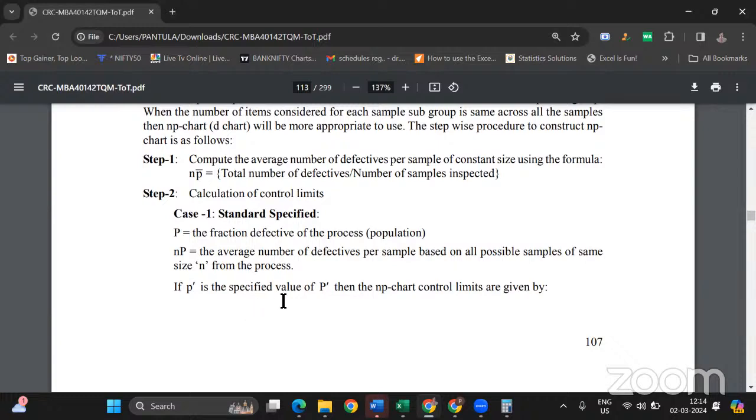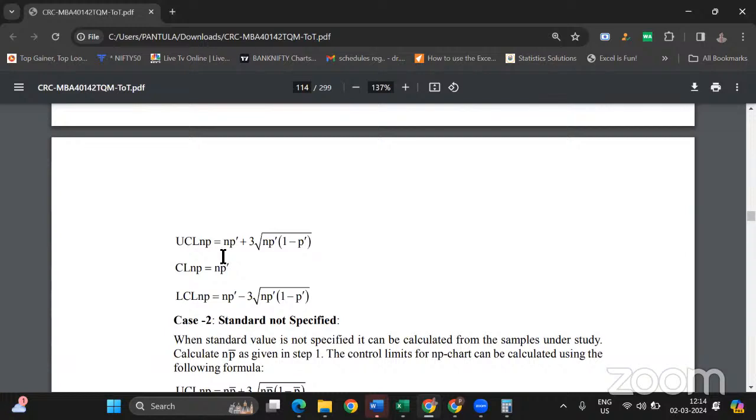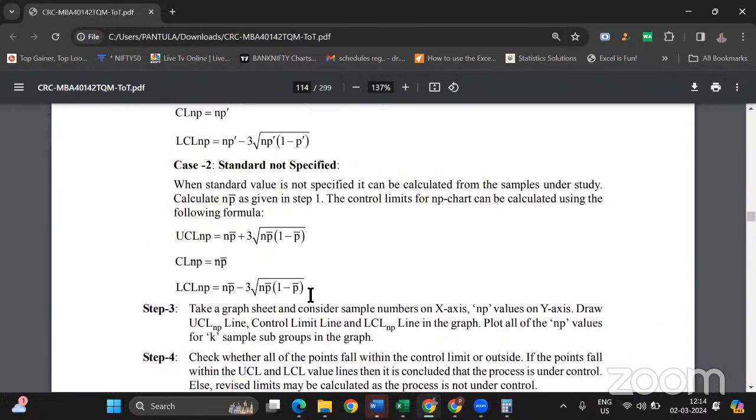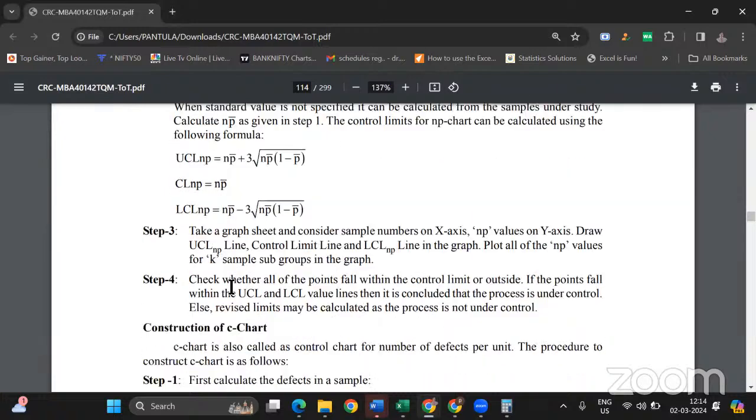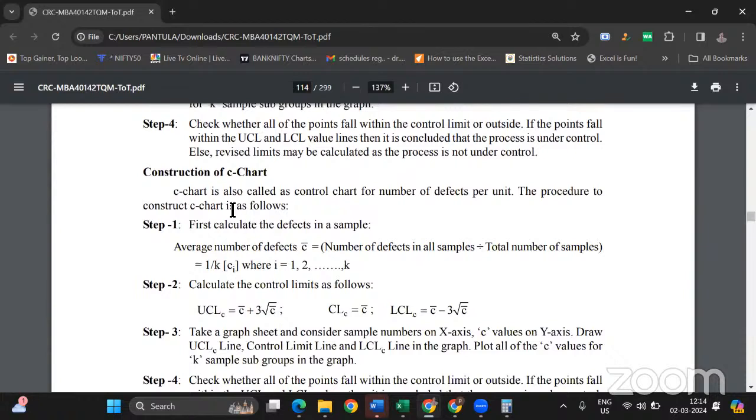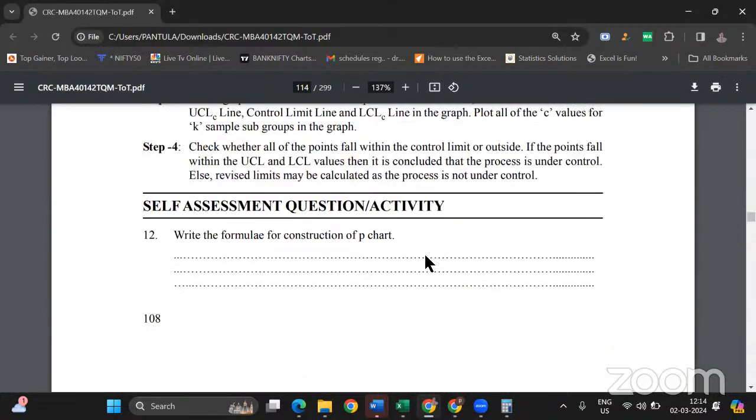If P is specified, then for the NP chart, the limits are NP plus 3 square root of NP(1 minus P), and here minus, same thing. If the standard is not specified, it is the same thing with P bar instead of P, so we are going to get P bar. Same thing for construction of the C chart, where we use the number of defects over all samples, and replace accordingly; same thing you are going to get.